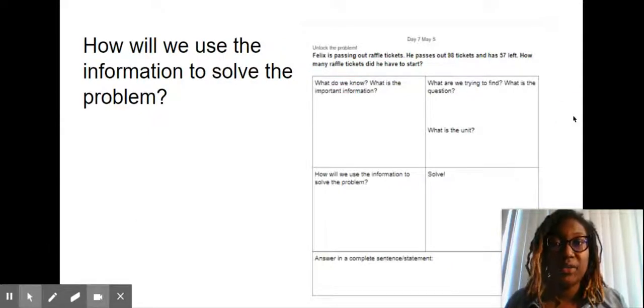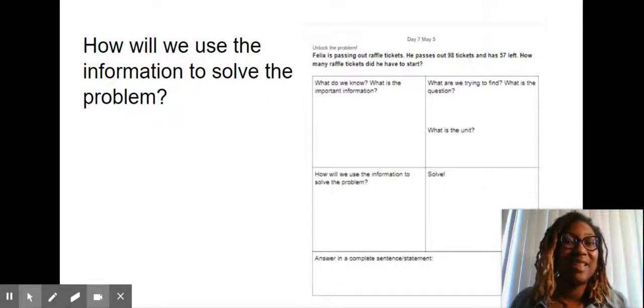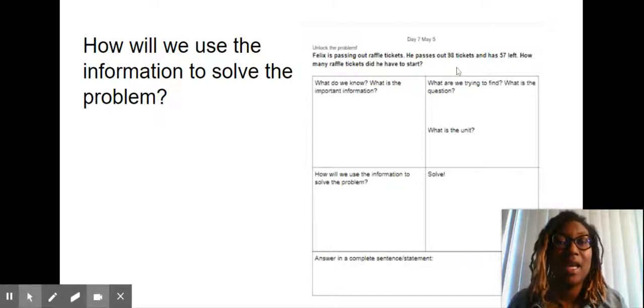How will we use the information to solve the problem? So what do we need to do? We need to be thinking about, he passed out 98 tickets, he has 57 left. So if I put these two numbers together, it should help me solve the problem. We can use that information to help us think about which operation we need to do to figure out how many tickets he had to start in the beginning before he passed anything out.